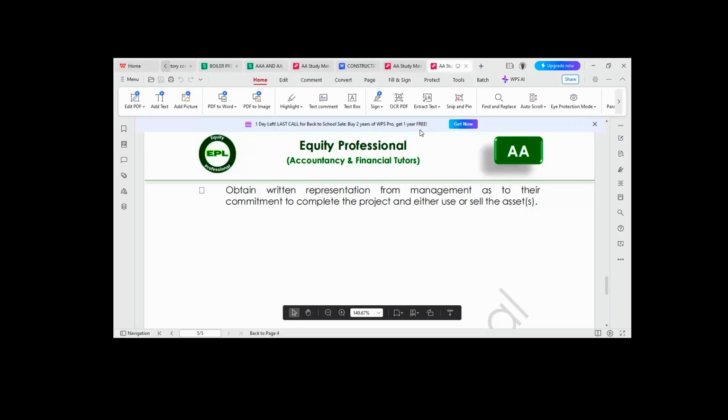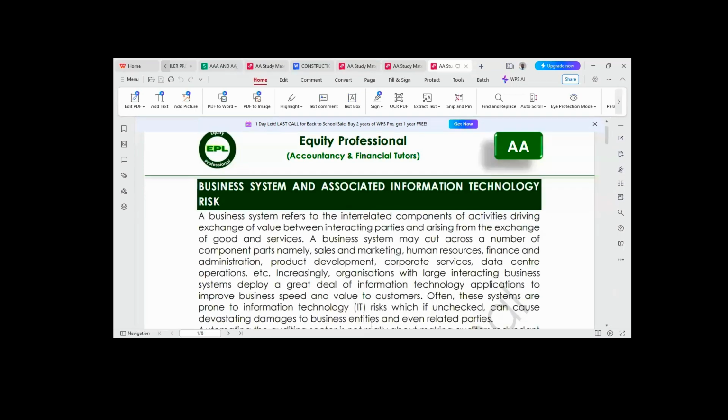Okay, can you see my screen now? Can you see business system and associated information risk? Can you see it? Can everyone see it? Yes. All right, thank you. All right, the time is about 9:45, right?